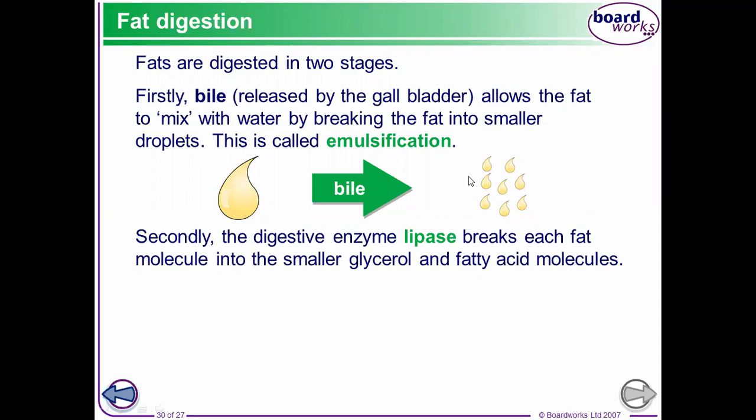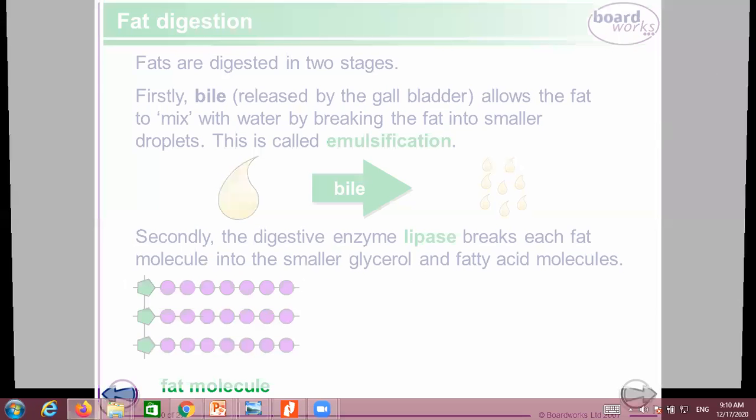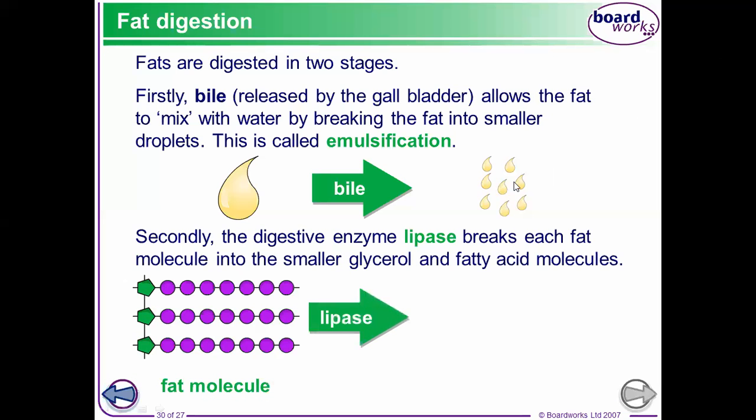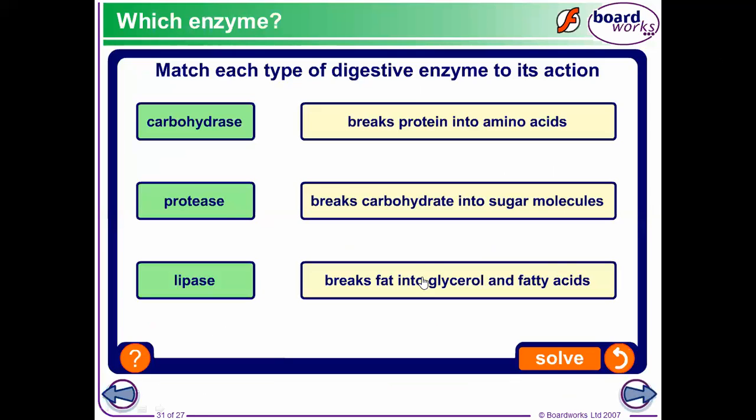And the second step. Why do we need it to be smaller? To increase the surface area that's subjected to the reaction. The digestive enzyme, which is lipase, what does it do? Lipase comes from lipid, and lipid is fat. It breaks down fats into fatty acids and glycerol. Where does this happen? In the small intestine.